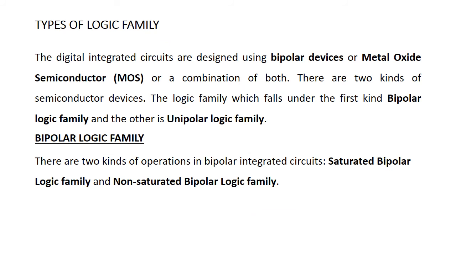The digital integrated circuits or digital ICs are designed using bipolar devices or metal oxide semiconductor devices or a combination of both. There are two kinds of semiconductor device. The logic families fall under the first kind, bipolar logic family, and the other is unipolar family. What is bipolar family? There are two kinds of operation in a bipolar integrated circuit, that is saturated bipolar logic family and non-saturated bipolar logic family.